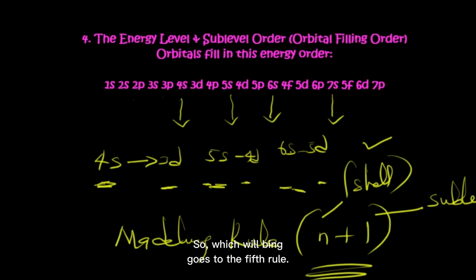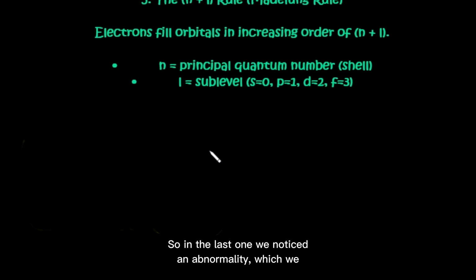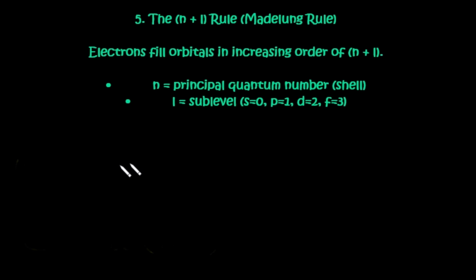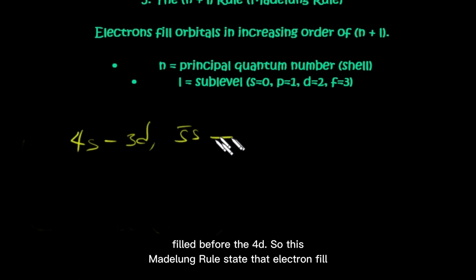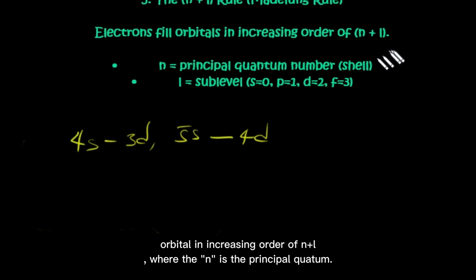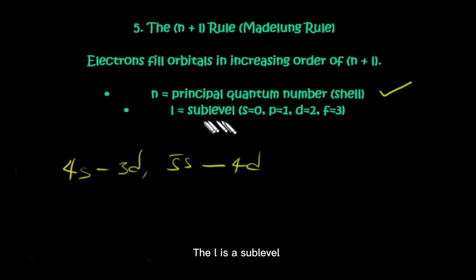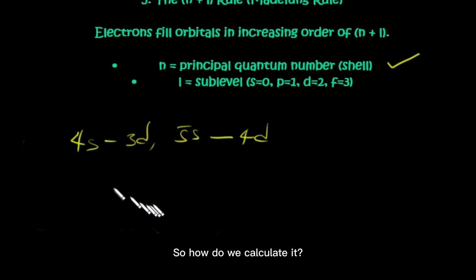Which will bring us to the 5th rule. In the last one, we noticed an abnormality, which we call the Madelung Rule. We noticed that the 4s filled before the 3d, the 5s filled before the 4d. So this Madelung Rule states that electrons fill orbitals in the increasing order of n plus l, where n is the principal quantum number or shell, and l is the sublevel: s equals 0, p equals 1, d equals 2. So how do we calculate it? How do we use this rule?